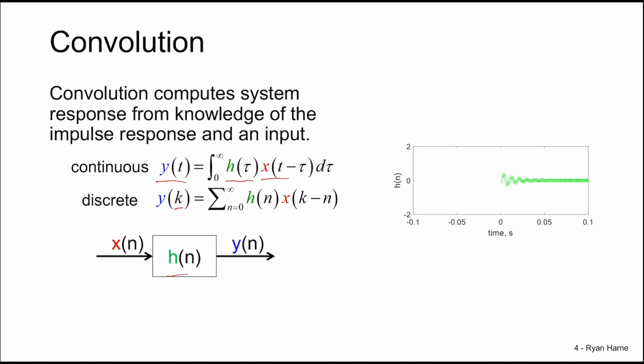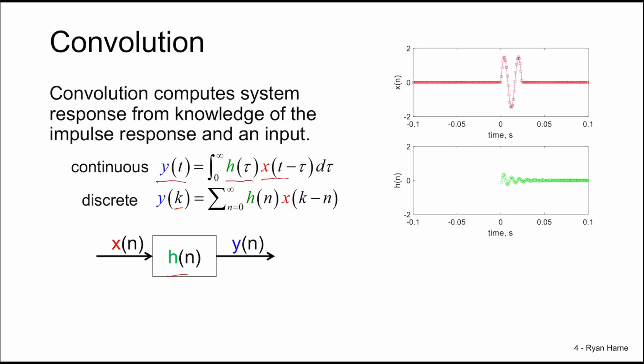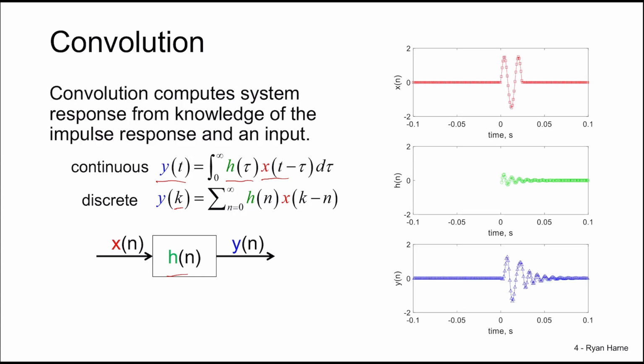Let's look at some example data. We have the ring down response that we've just seen on the prior slide. This is the impulse response. The input is this period and a half sinusoid. When they are convolved, we find this final output y.